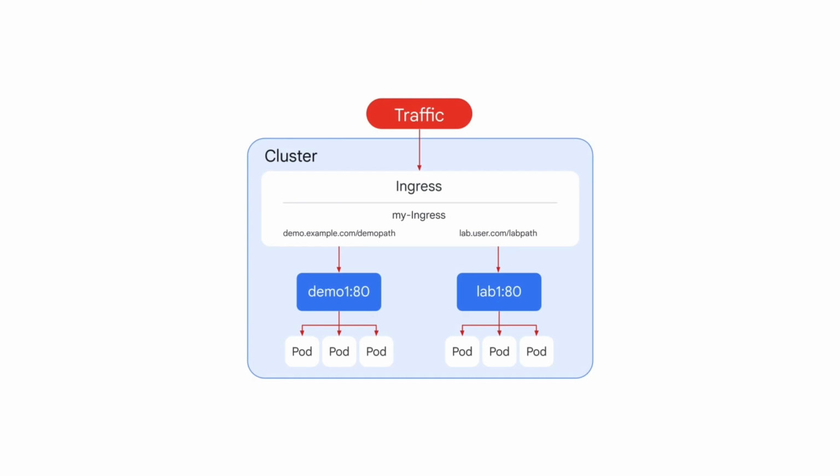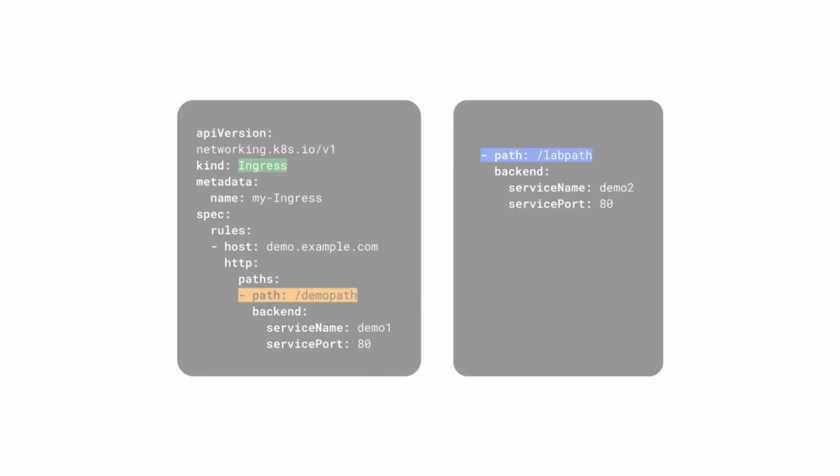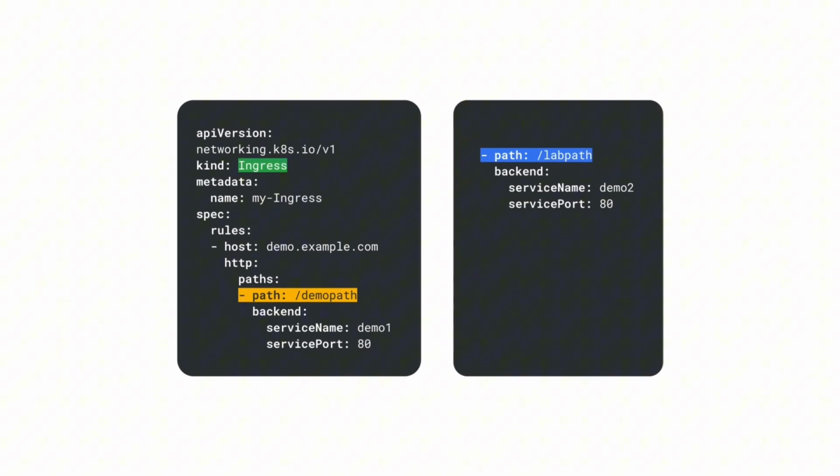Ingress supports multiple host names for the same IP address. For example, demo.example.com and lab.user.com. The traffic will be redirected from the application load balancer based on the host names to the respective backend services. For example, the load balancer will route traffic for demo.example.com to the service named demo1 on port 80. This example considers rules based on the URL path. Under spec, a path defined as /demo path will be directed to the backend service named demo1. Similarly, /lab path will be directed to its backend service demo2.